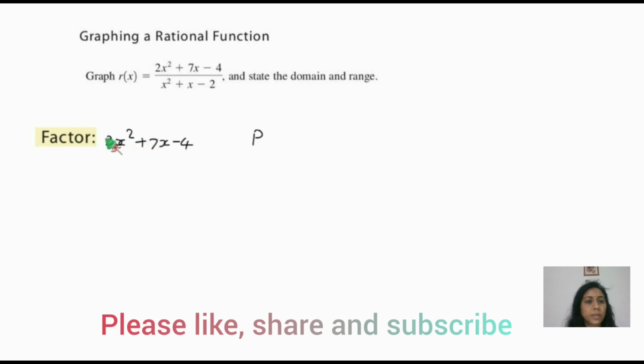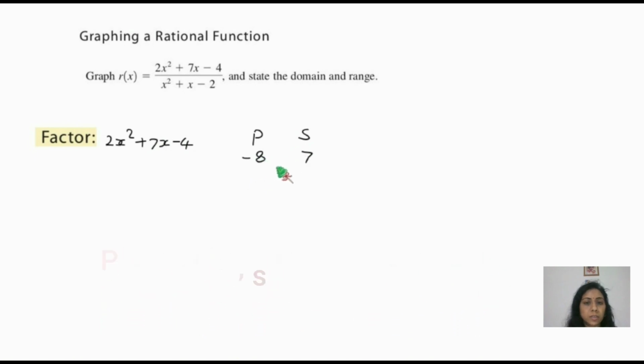Okay. So the product is minus 8: 2 times minus 4 is minus 8, and the sum is 7. We have to choose two numbers whose product is minus 8 and sum is 7. So 8 times minus 1 is minus 8, and 8 minus 1 is 7. Here just split the middle term, keeping the first term and last term as they are. So 2x square minus 4, and split this one according to 8 and minus 1. So 7x we can write as 8x minus 1x, which means minus x.